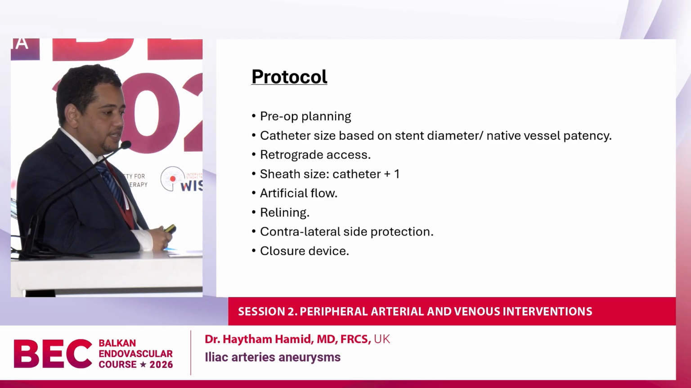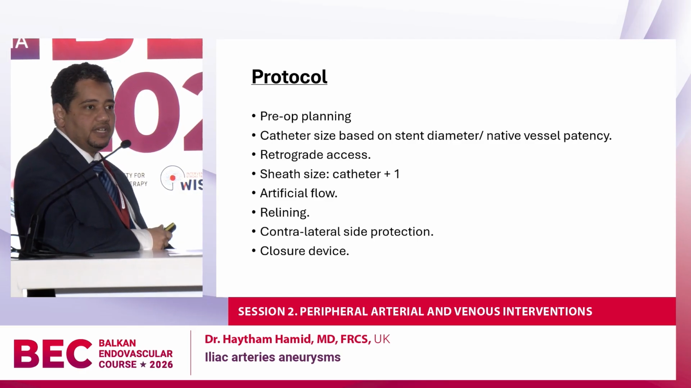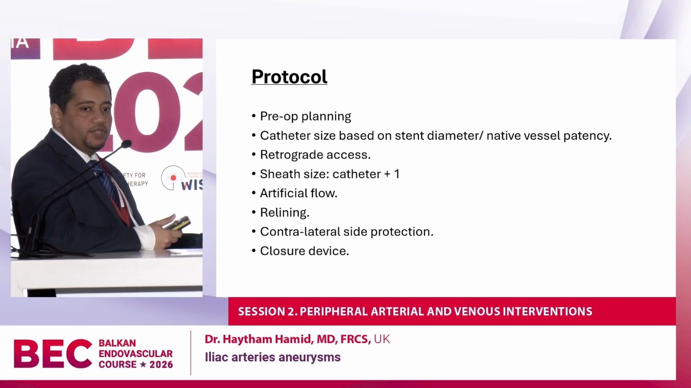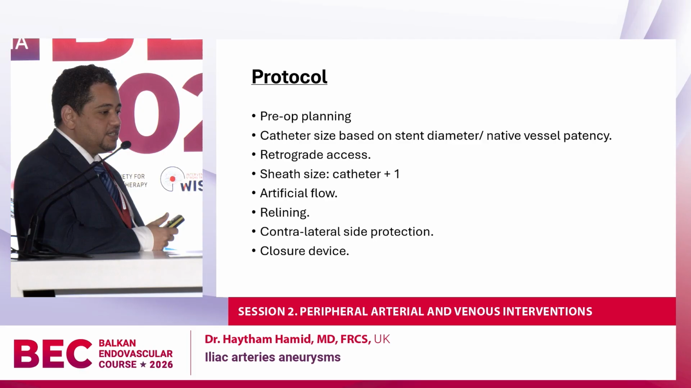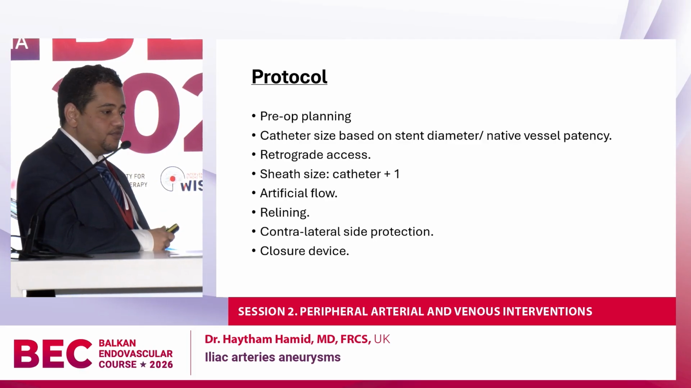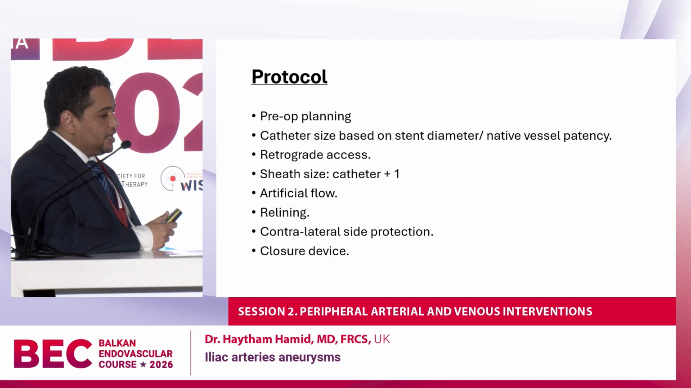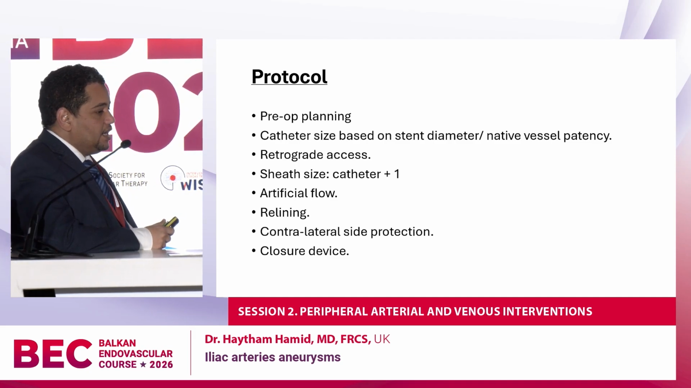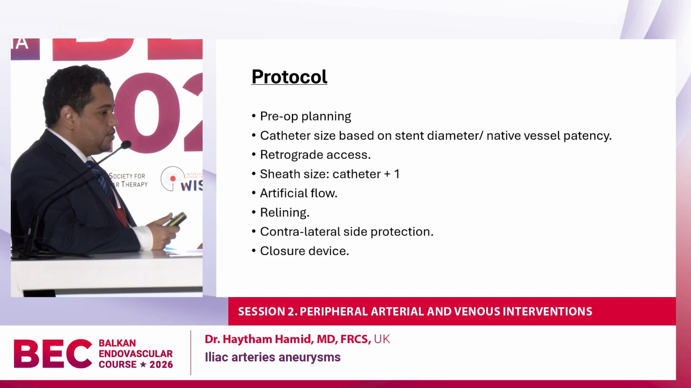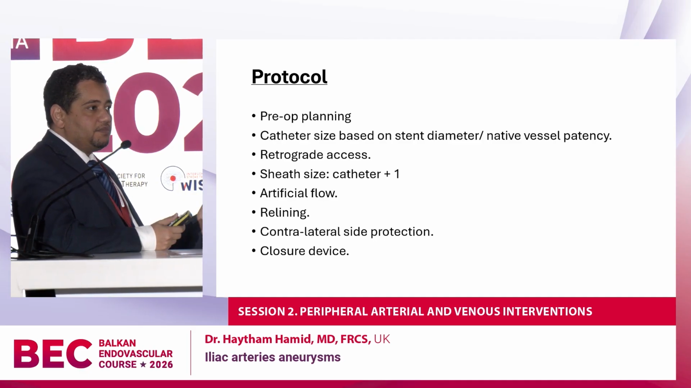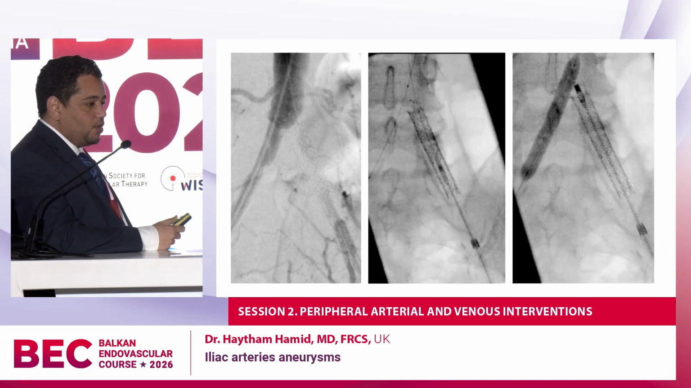So we set up a protocol thinking, well, okay, this is an option for us and we can use it again and again. We collaborated with the company for pre-op planning, and decided that the catheter size is based on the diameter of the vessel or the stent. We always did it through retrograde access. We went for a sheath size more than the catheter by 1. We used artificial flow to get some flow for the catheter to work on. We initially started relining every patient, but later on we became more selective, and we always protected the contralateral side with the balloon. We'll go back to the closure device later on, and when to use it.